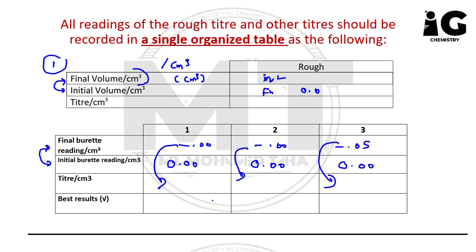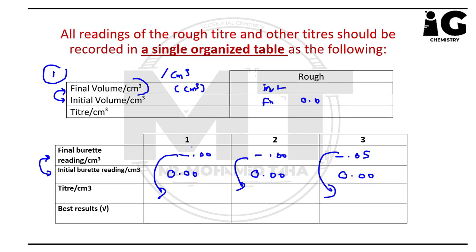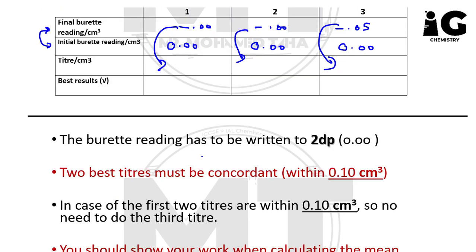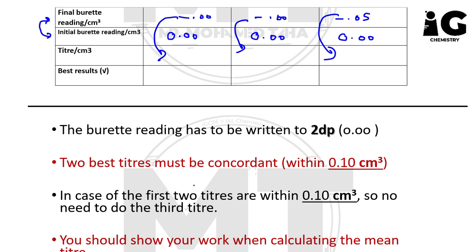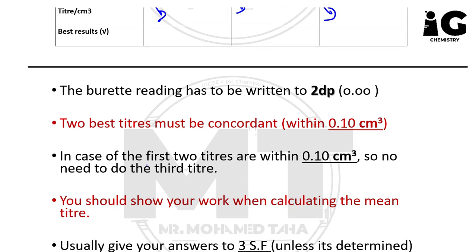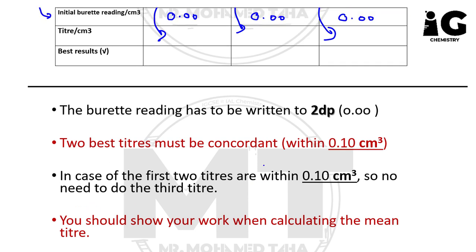Best results, we talk about the concordant values. So you know guys, in case of the concordant values, it means that the titers should be within 0.10 cm³, and in case the first 2 titers are within 0.10 cm³, so actually no need to do the third titer. But if they are not, then you can do the third titer.